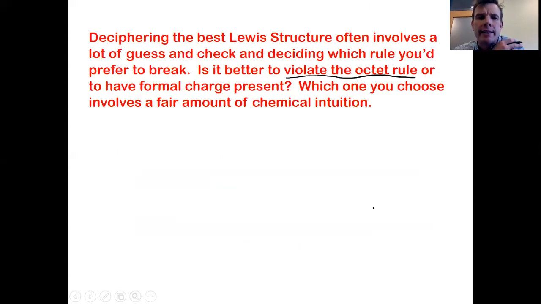At the end of the day, deciphering the best Lewis structure often involves a lot of guess and check and deciding which rule you'd prefer to break. Is it better to violate the octet rule or to have some formal charge present? You may not know. And figuring out which one you use involves a fair amount of chemical intuition. For the record, given these choices between the two, would you rather violate the octet rule or have formal charge present? Well, the answer is here, you want to violate the octet rule. And figuring that out is part of the normal process of working with Lewis structures.